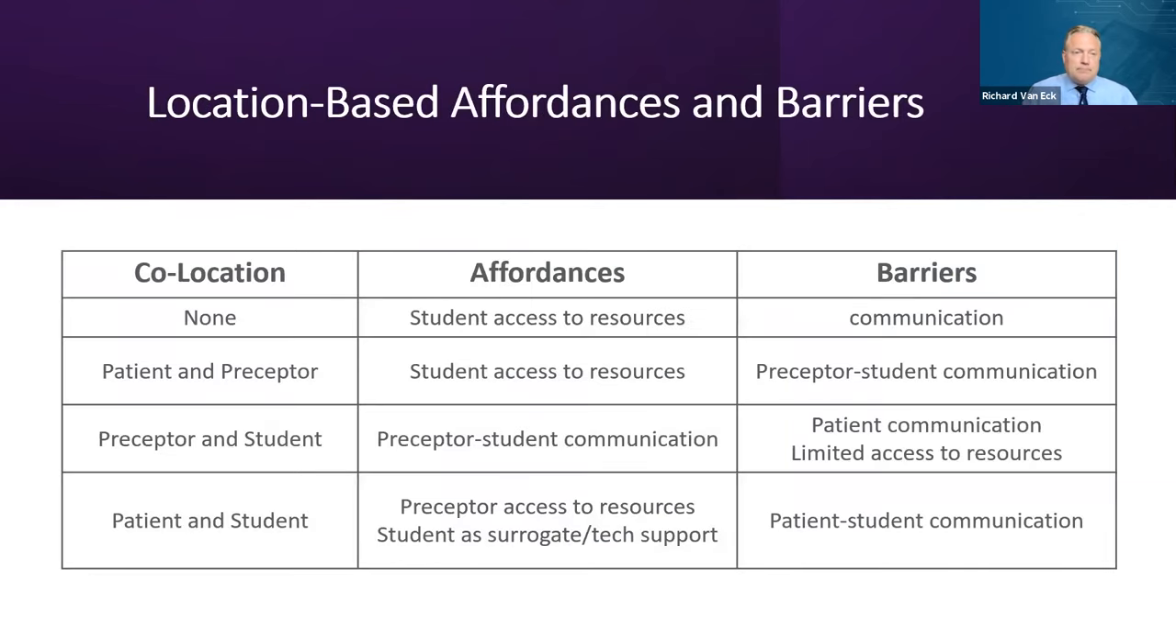Next, please. I'm not going to read this table to you, but I wanted to give you some big picture ideas about what might be involved when you're thinking about affordances and barriers. So we talked about whether there's a nurse or another health professional present where the patient is, if you're not co-located with them. Well, you and the student and the patient may be located in three different places. It makes a difference whether you are together, which two of you are together, or whether all three of you are together, right?